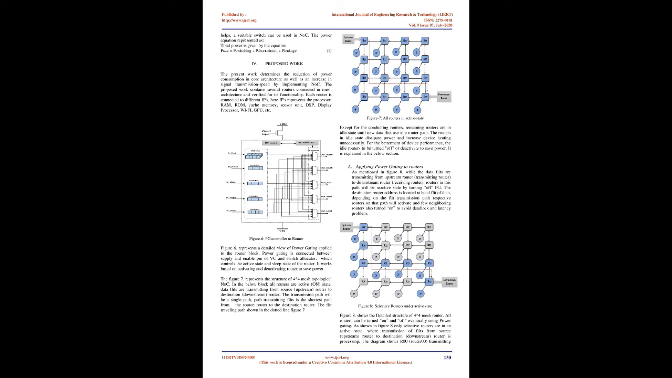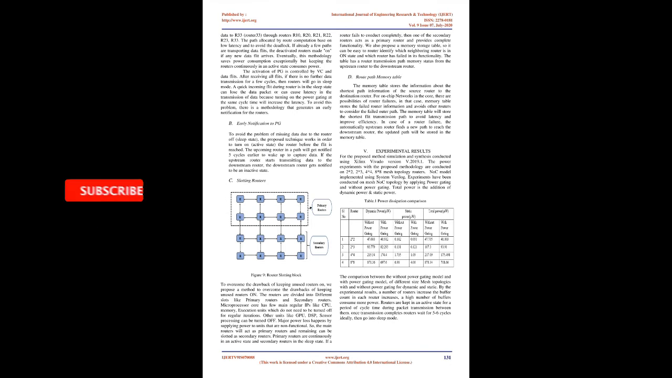A. Applying power gating to routers. As mentioned in Figure 8, while the data flits are transmitting from the upstream router, the transmitting router, to the downstream router, the receiving router, the routers in this path will be in active state by turning off PG. The destination router address is located in the head flit of the data. Depending on the flit transmission path, the respective routers on that path will activate, and a few neighboring routers are also turned on to avoid deadlock and latency problems. Figure 8 shows the detailed structure of the 4x4 mesh router.